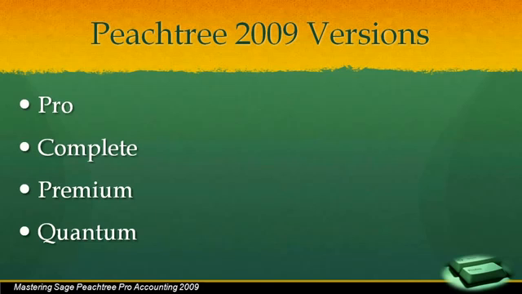Pro allows only one user at a time, while the other versions allow for multiple simultaneous users. Complete and Premium, in fact, allow up to 5, and Quantum allows up to a whopping 40, because Quantum is really designed for an enterprise where you have multiple locations, offices, and facilities.